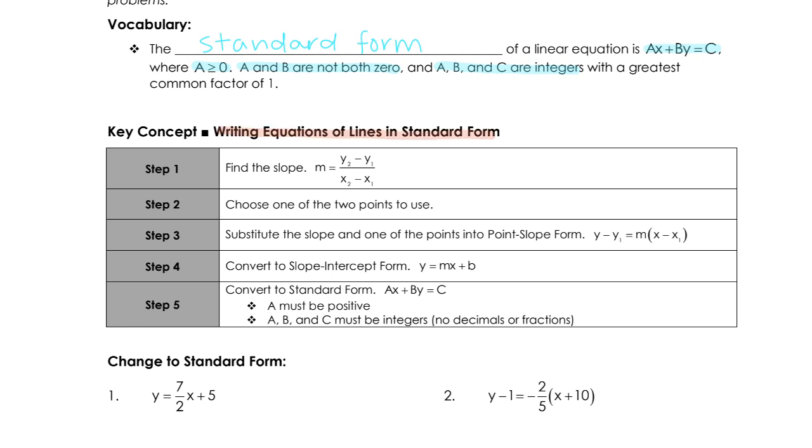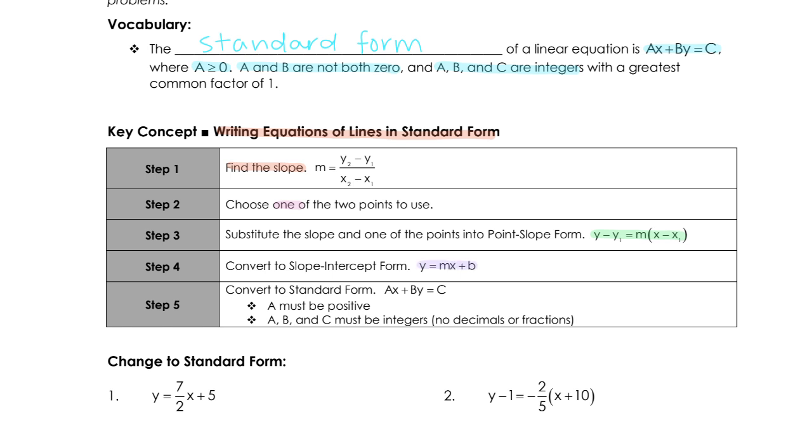If we use these steps, you're going to notice today is very, very repetitive. Step 1, if we need to, find the slope using the slope formula that we've been using for a very long time. Step 2, choose one of the 2 points to use, just like we've done before in other notes pages for day 1 and day 2. Substitute the slope and one of the points into point slope form, so that would be this formula right here. And then we convert to slope intercept form, that's y equals mx plus b.